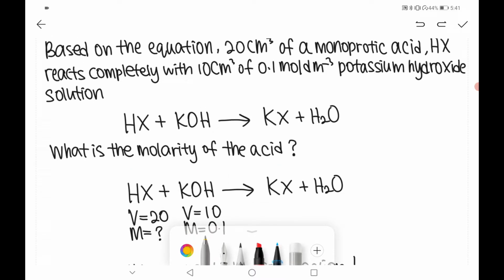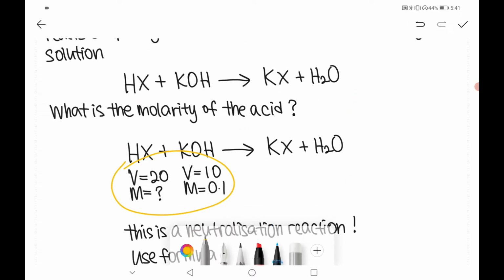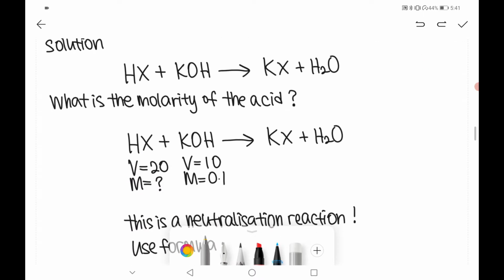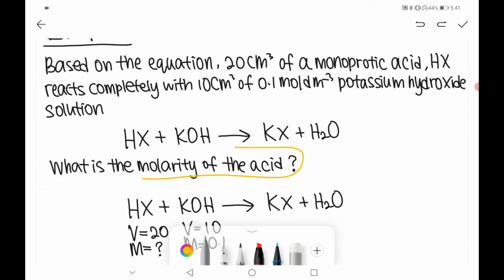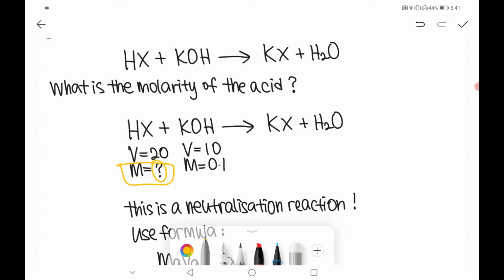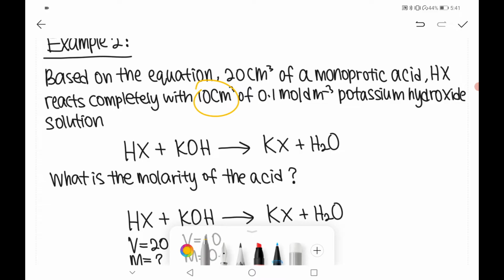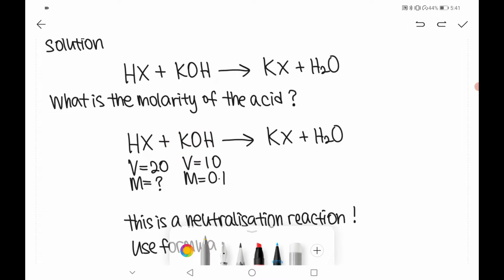So what should you do? We copy this equation here again. You put in all the information here. So the acid, the volume is 20. M is molarity. We don't know the molarity of acid, right? So we put M equal to question mark. For the alkali, we know the volume is 10, and we know the molarity is 0.1. So for the alkali, volume is 10, molarity is 0.1. Now we have everything already.